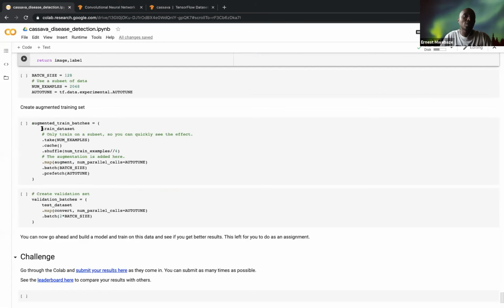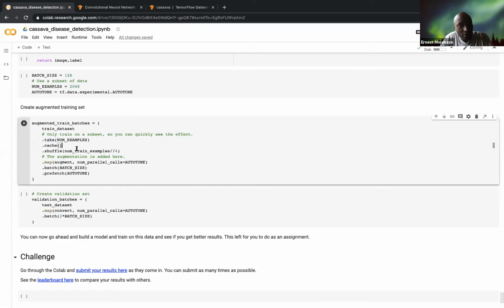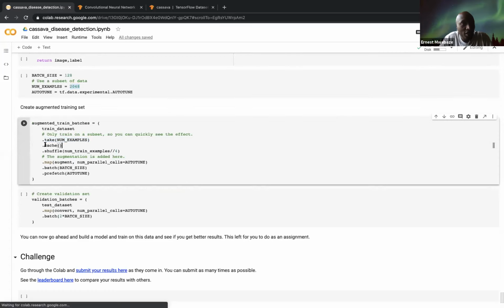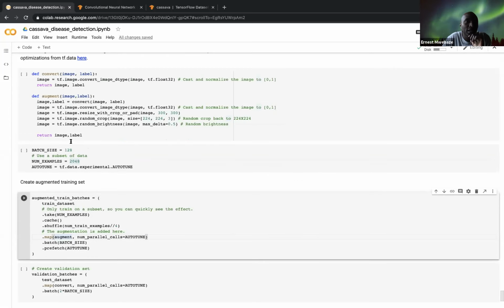But one thing you can do with the TFDS, with the TensorFlow data, is string different types of operations to it. For example, you can take a random subset of examples. In this case, from the 9,000, we are taking maybe 2,000. You can change that sample. You can cache the data so that the algorithm doesn't take long in loading the data. You can shuffle the data. Well, this is a map to augment the data. So you can do functions, you can map the data to this augment function here, and the data will be augmented.